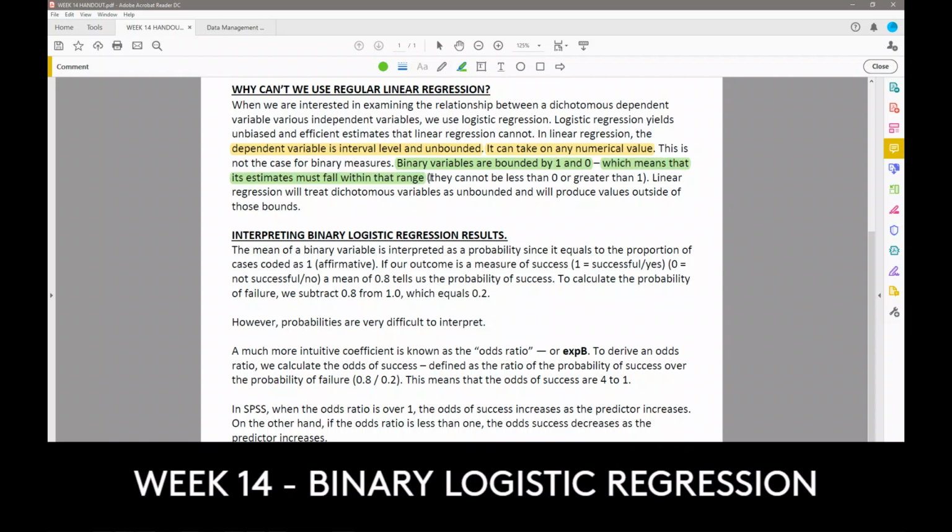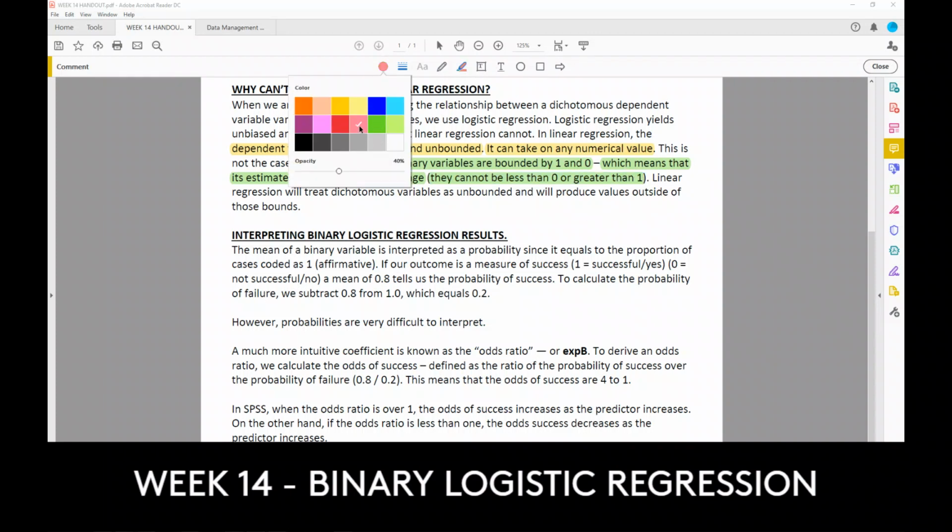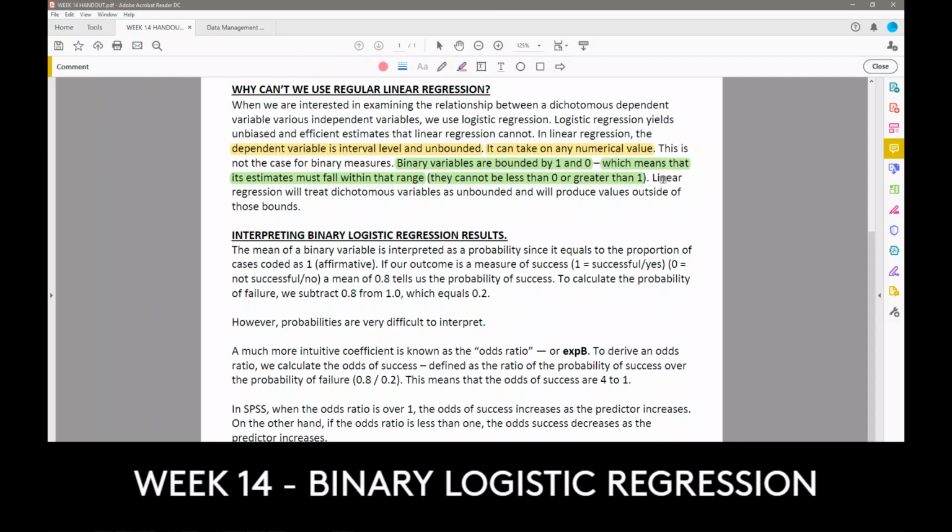Estimates cannot be less than 0 or greater than 1, which is what linear regression produces. If we were to use binary variables in linear regression as an outcome, it's going to treat them as unbounded, and it's going to produce estimates that are outside of those bounds. That is inappropriate, and it will not give you efficient estimates.